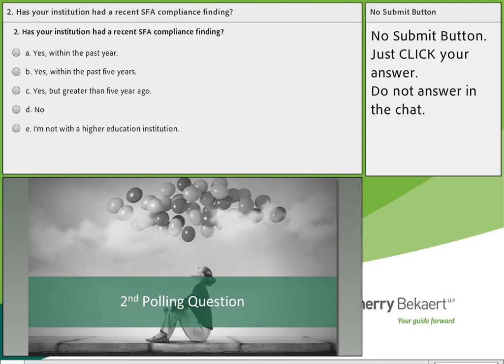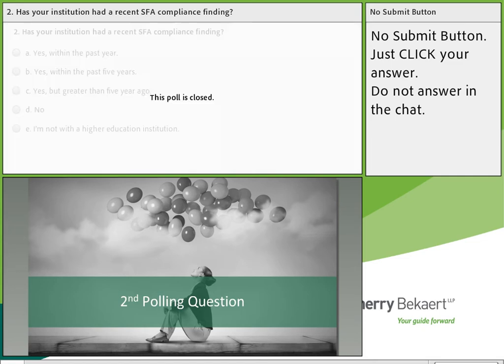Again, there is no submit button. So long as that black dot is not next to no vote, you are in good shape. As long as the black dot is showing up next to A through E, we have received your vote. All right, looks like there's still a tiny bit of movement. All right, Chrissy, we can end that poll, and we're going to broadcast the results.